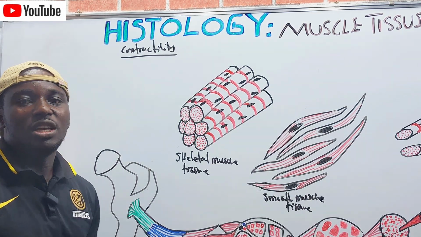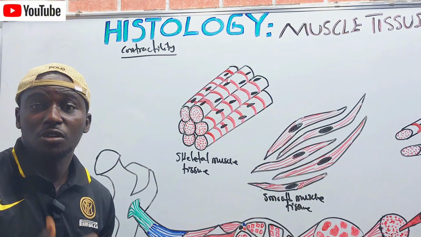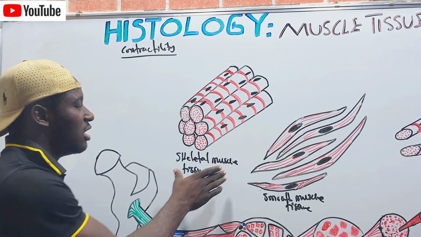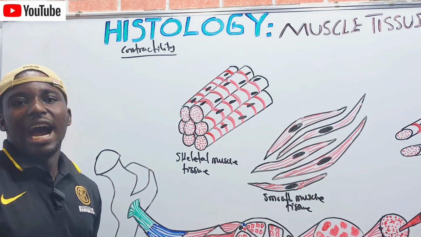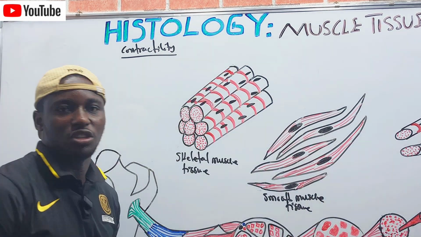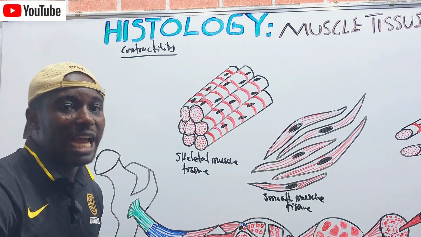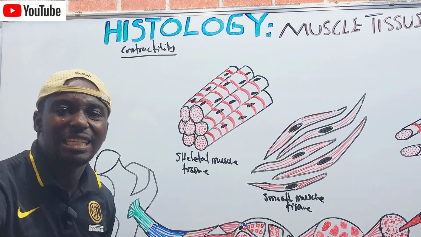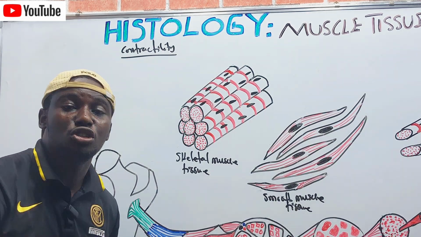What do I mean by saying it generates force that moves the musculoskeletal system? It is because of the skeletal muscle tissue. And also multiple organ systems, which is the what? The cardiac muscle tissue. So that is why it has to contract. Contractility is one of the defining characteristics of a muscle tissue.